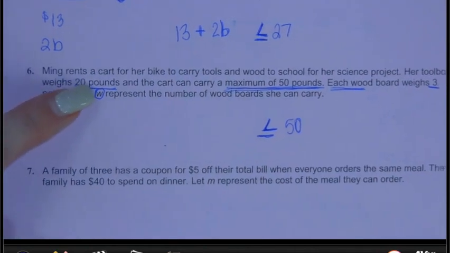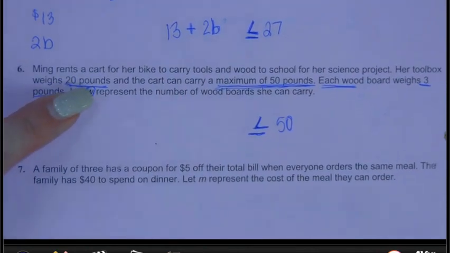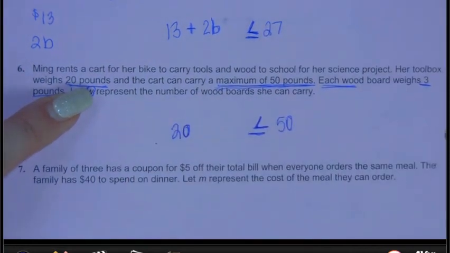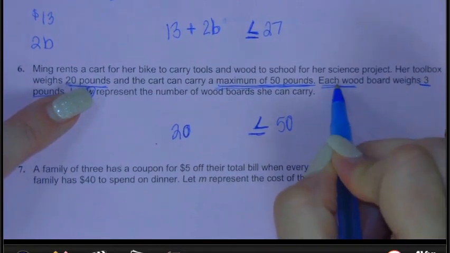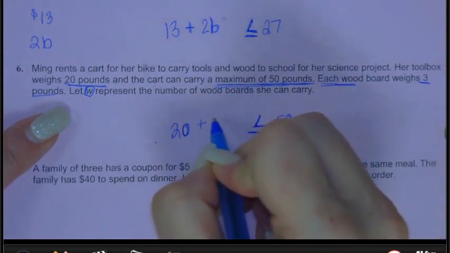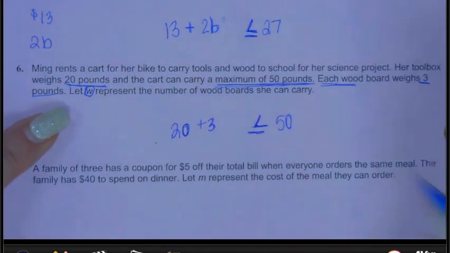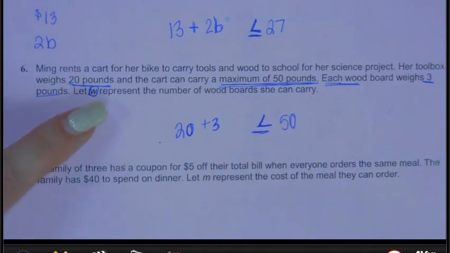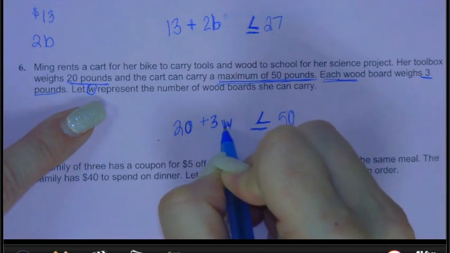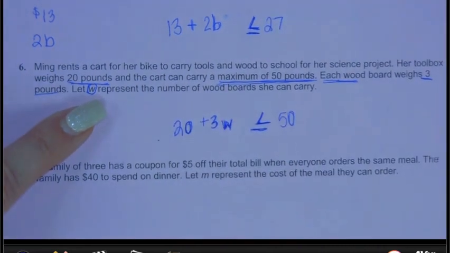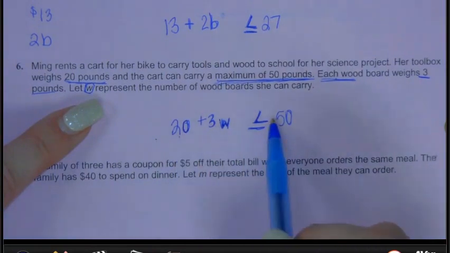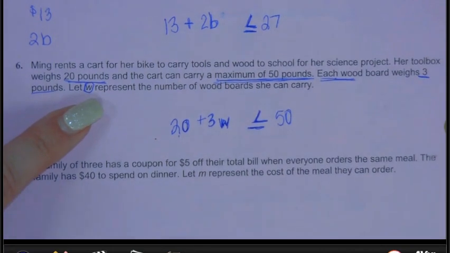In her cart, she is carrying her toolbox, so she starts with 20 pounds. And she's going to bring wood to school, and each wood board weighs 3 pounds. So she's going to add boards that are 3 pounds each, and I'm going to let W represent the number of wood planks that she can add. So my inequality is 20 plus 3W is less than or equal to 50.